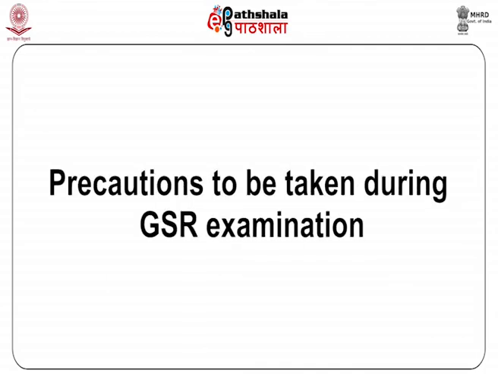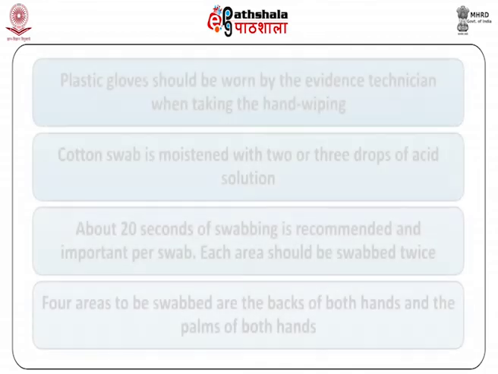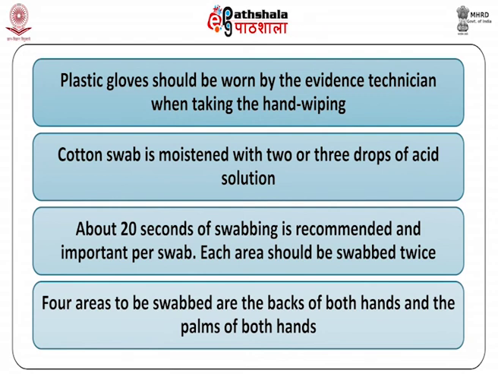Precautions to be taken during GSR examination. Plastic gloves should be worn by the evidence technician when taking the hand wiping. The cotton swab is moistened with 2 or 3 drops of acid solution. About 20 seconds of swabbing is recommended and important per swab. Each area should be swabbed twice. The 4 areas to be swabbed are the backs of both hands and the palms of both hands.